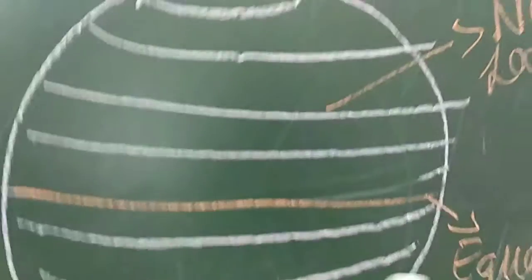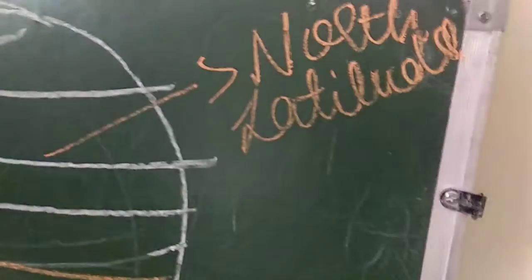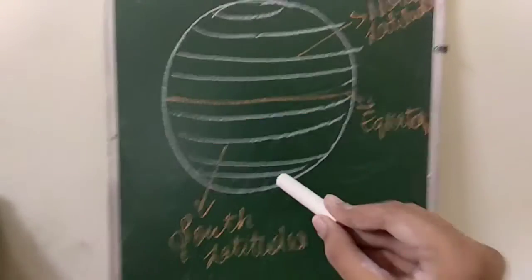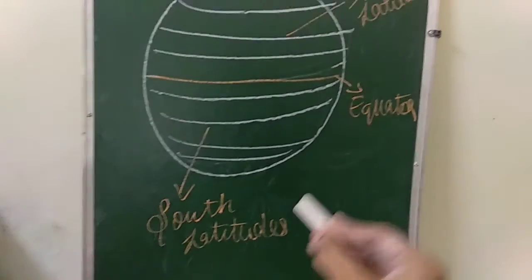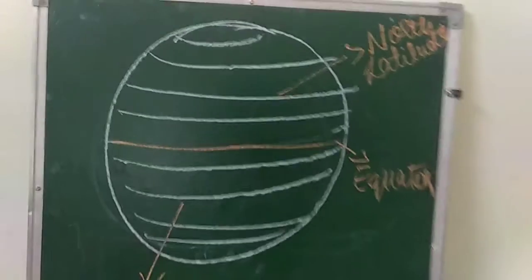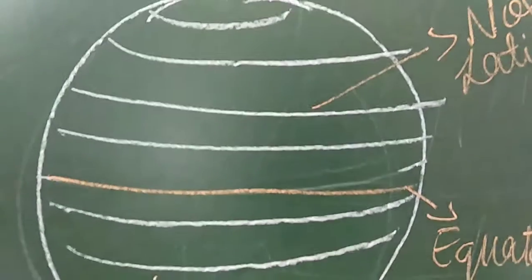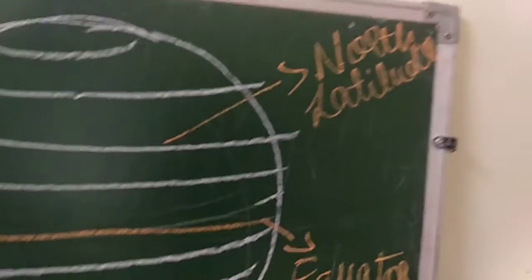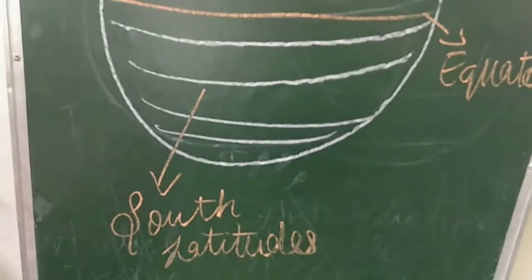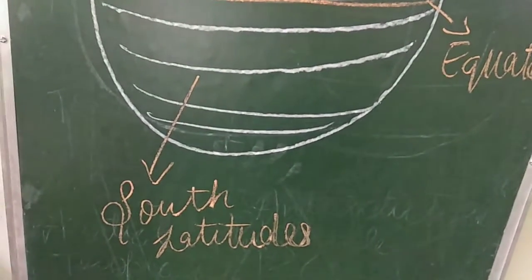Now the parallels which are to the north of the equator are known as north latitudes, and the parallels that are south of the equator are known as south latitudes. We can also say in simple words that the parallels that lie above the equator are north latitudes, and the parallels that lie below the equator are known as south latitudes.